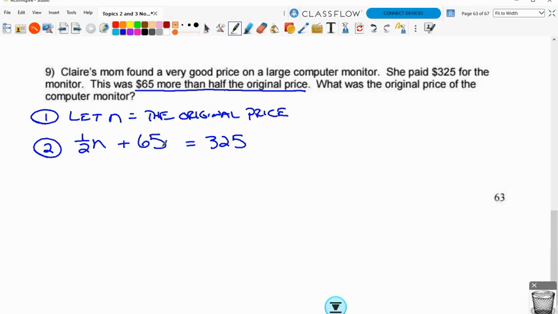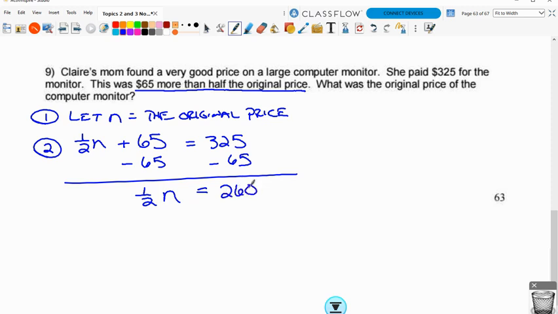So let's go ahead and solve this two-step equation. The first thing that we're going to have to do is isolate the variable term on the left by subtracting 65 from each side. Okay, so if we go ahead and do this, 65 minus 65 is going to be 0, meaning that we only have 1/2 n on the left. And if you do 325 minus 65 on the right, that gives you 260. So 1/2 n equals 260.